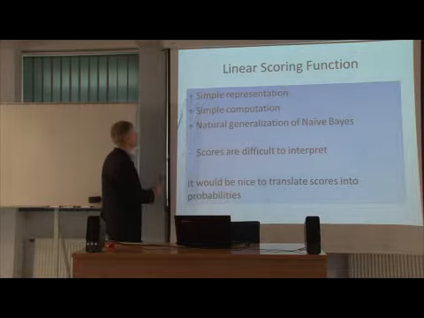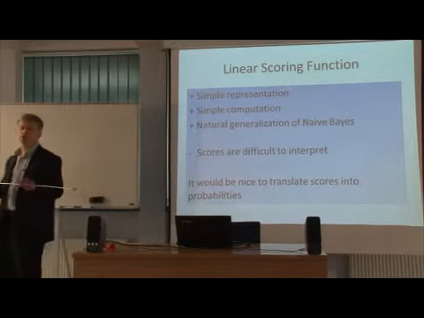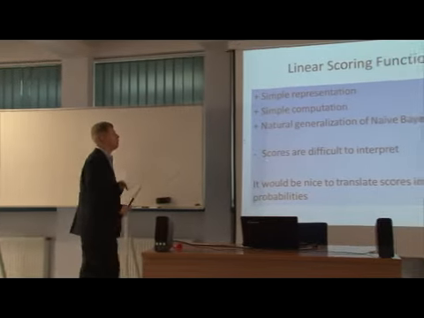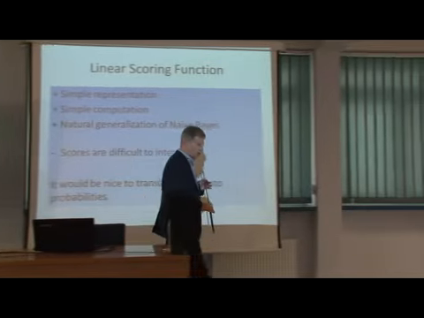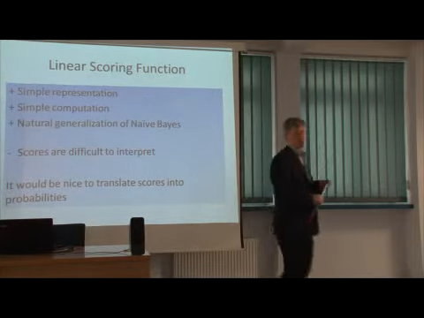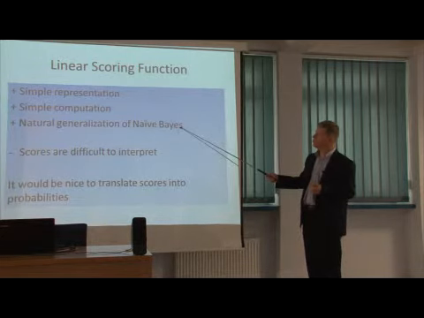So the advantage of this is the representation is very simple. We are adding numbers, okay? Computers are very good at it. The computation is simple. The computer can add many, many numbers very, very fast, yes? It is a generalization of naive Bayes.